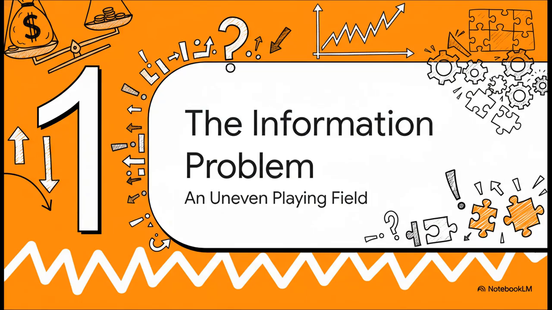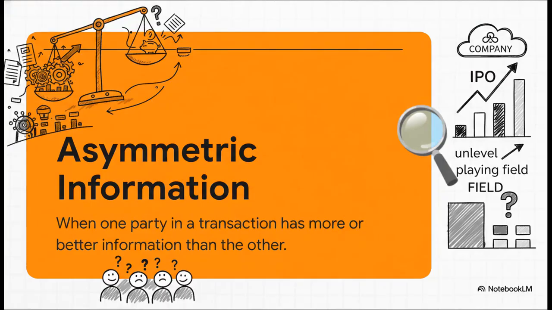You know, at its core, finance is really all about information. But what happens when that information isn't shared equally? Well, that imbalance is pretty much the starting point for understanding almost everything about how markets are built and how they're regulated. And here it is, the heart of the problem: asymmetric information.